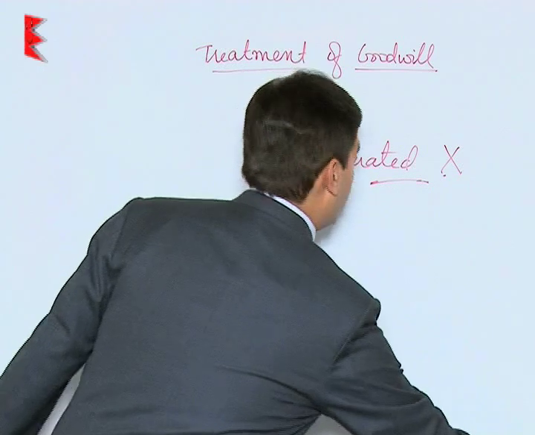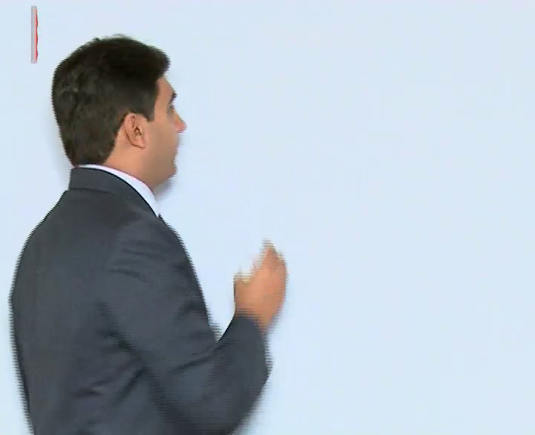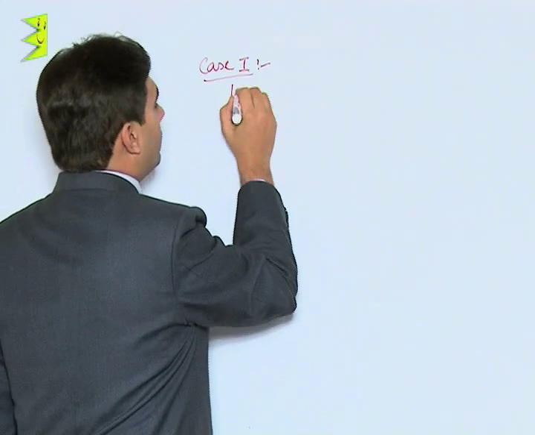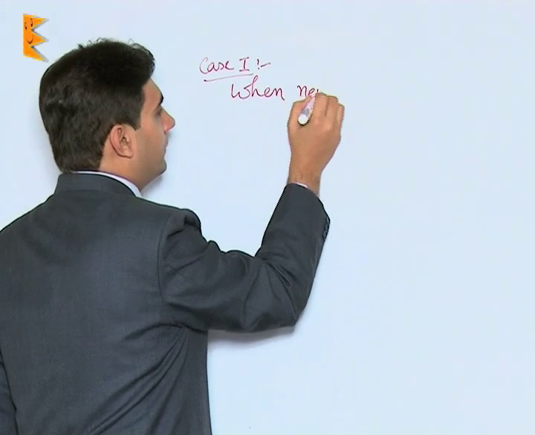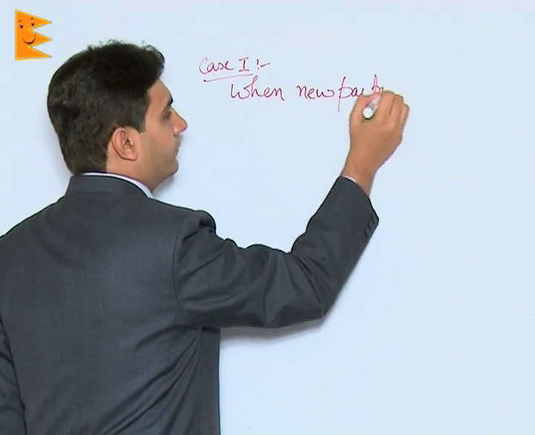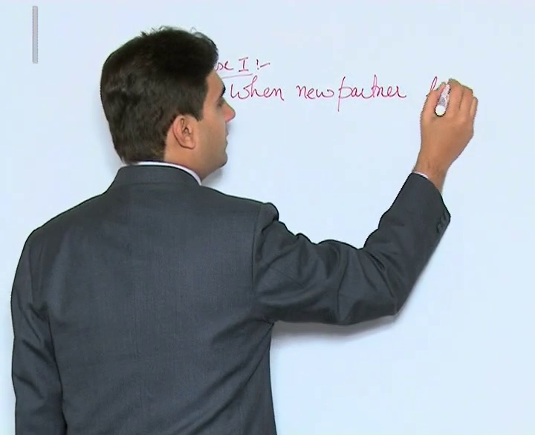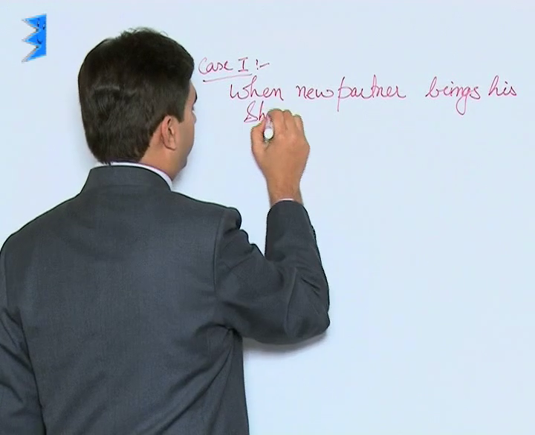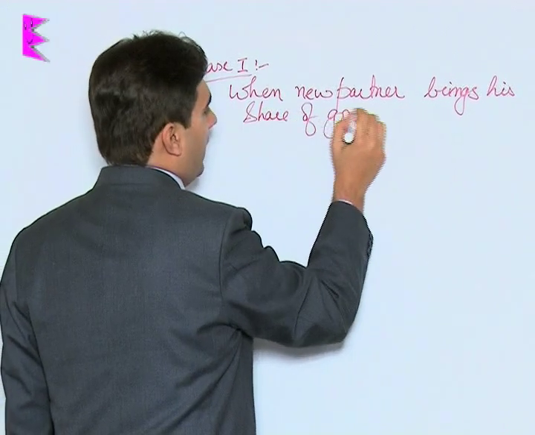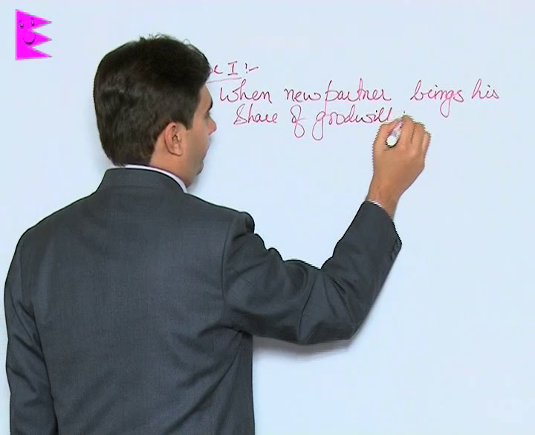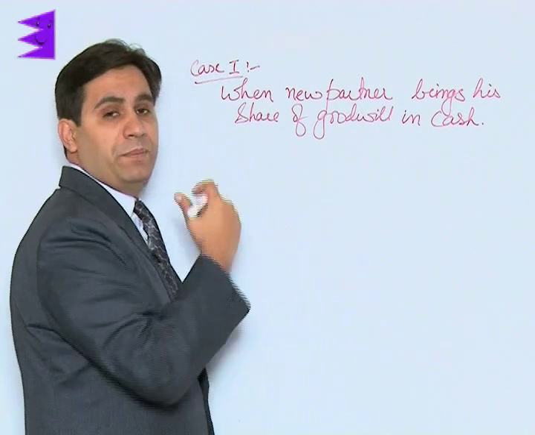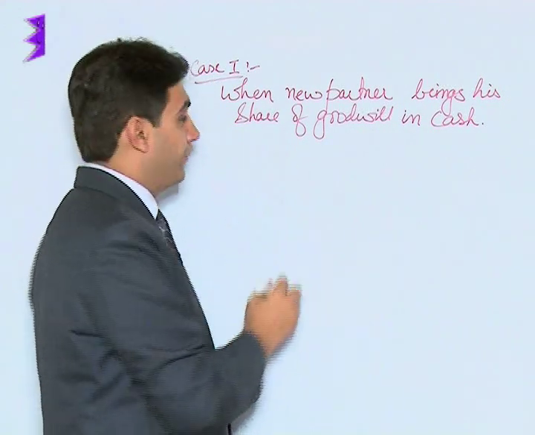The accounting treatment of goodwill is done in two different cases and in two different ways. First case is a situation when the new partner brings his share of goodwill in cash. Some authors also use the name premium method to describe this case.